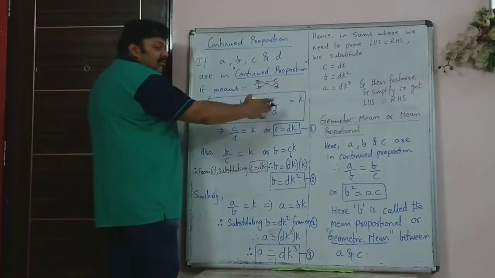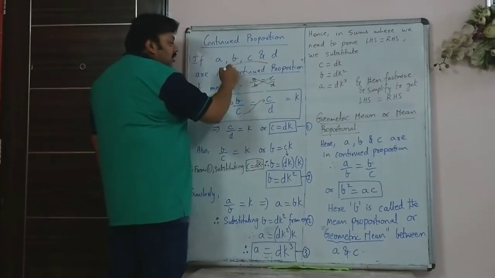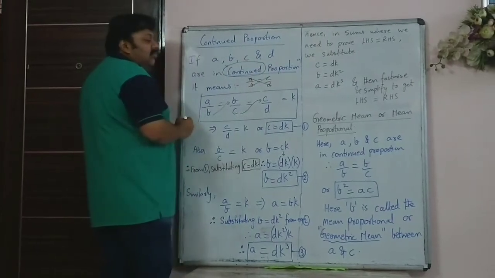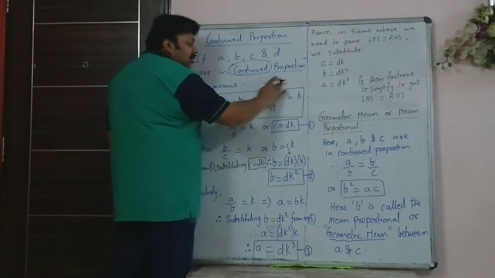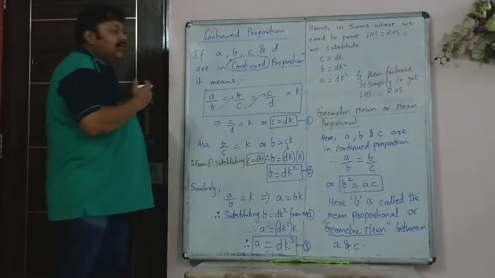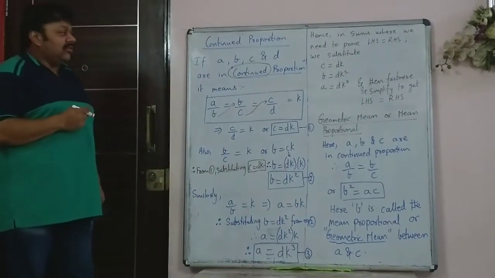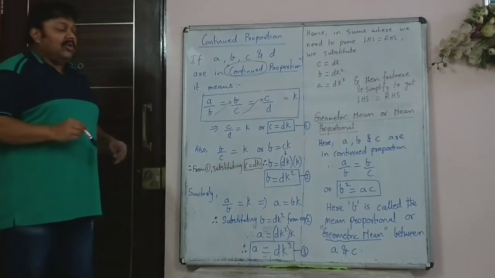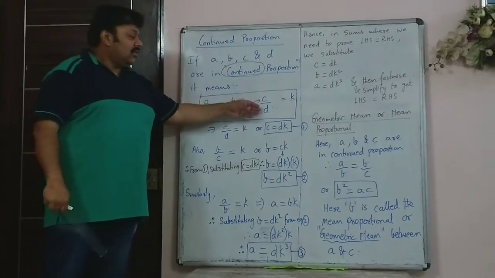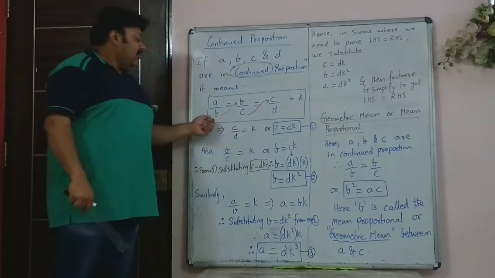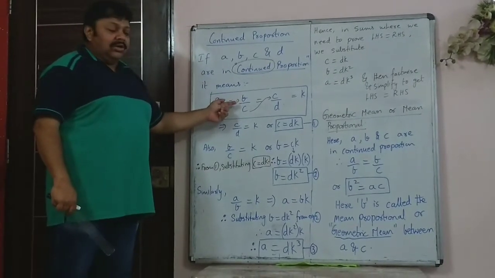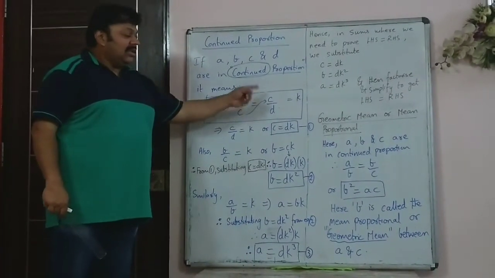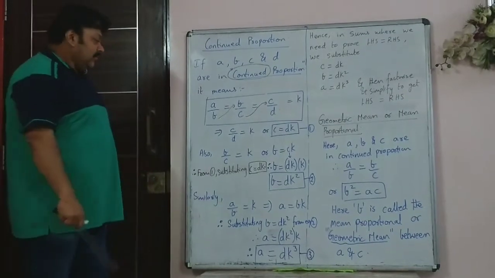This is when it is given that the terms are in continued proportion. Earlier it was only proportion, now the word continued proportion is given. So in this case you have to follow it this way. A upon B is equal to B upon C is equal to C upon D is K. First denominator, second numerator. Second denominator will be third numerator, and so on.